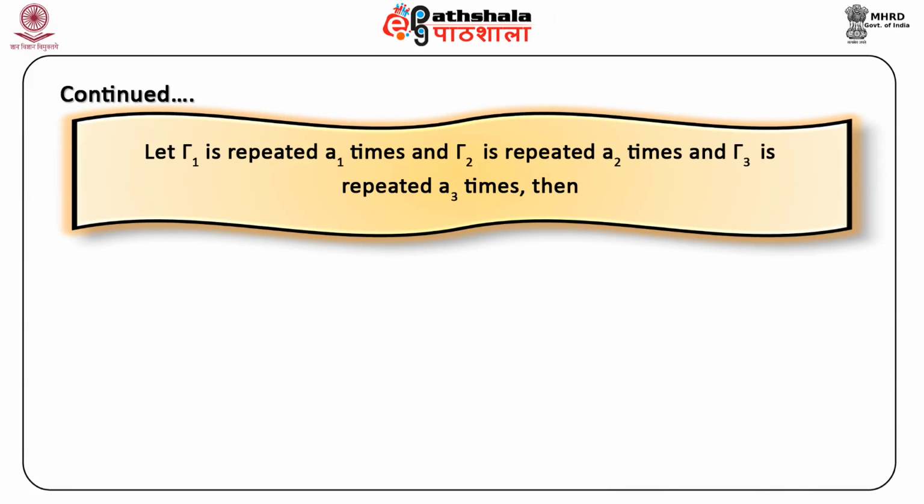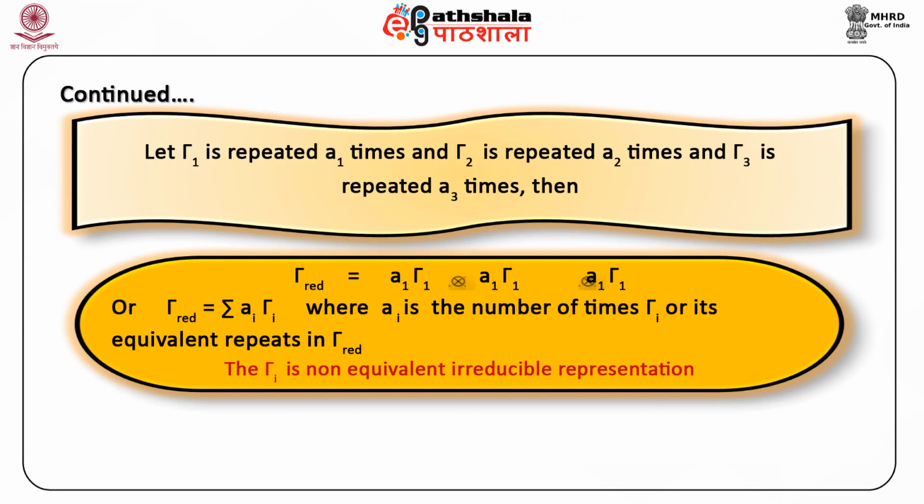During similarity transformation, a reducible representation may be reduced to irreducible representations. Let tau1 be repeated a1 times, tau2 be repeated a2 times and tau3 be repeated a3 times, then it is written as given, where ai is the number of times tau i or its equivalent repeats in tau red. The tau i are non-equivalent irreducible representations.